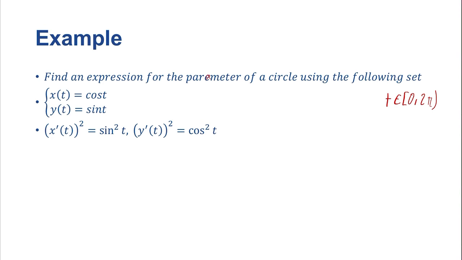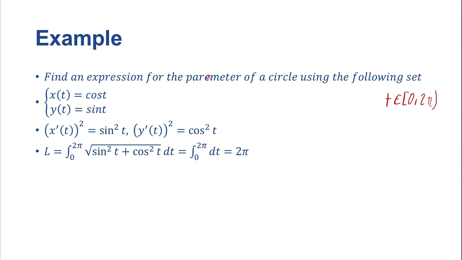And I plug this into our integral. We get L is equal to the integral between 0 and 2 pi, square root of sine squared t plus cosine squared t dt, which is equal to the integral between 0 and 2 pi of dt, because this, of course, becomes 1. And then we just get 2 pi, and that's the expected result because it's a circle of radius 1. 2 pi r is the formula, so we get 2 pi.